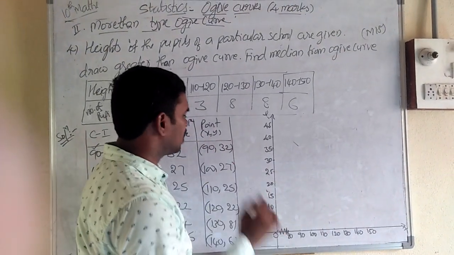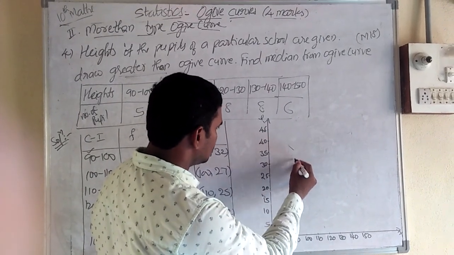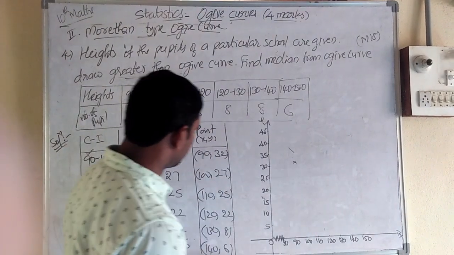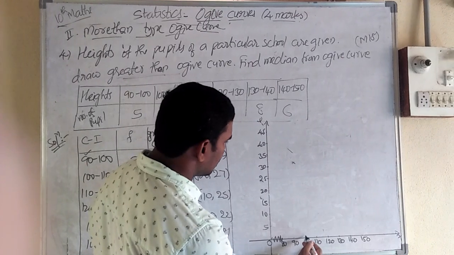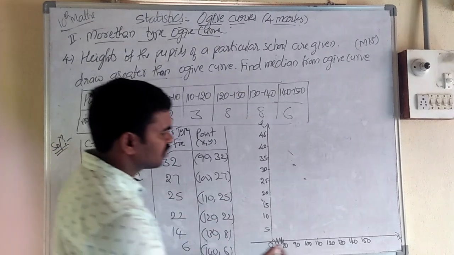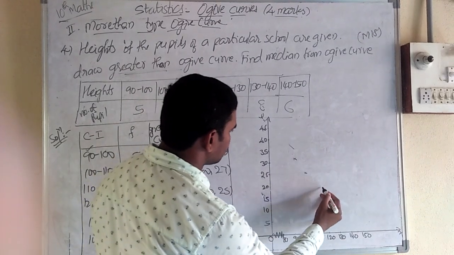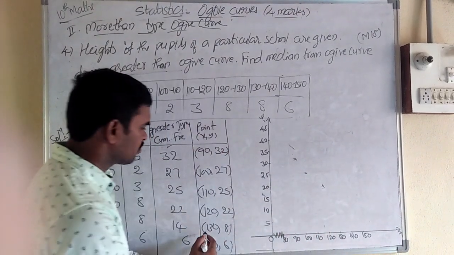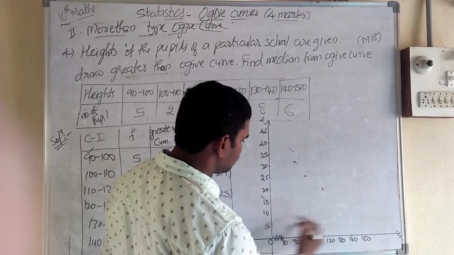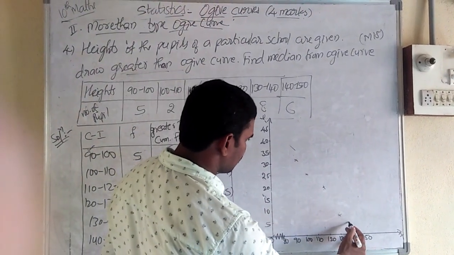Okay, first point 90 comma 32. Here 90, 32, here 32. After 30, in between there are 5 units only. Okay, 90, 32. Next 100, 27. For 100, 25 after 27. Next 120, 22, above 20. Next 130, 8, so below 10. Next 140, 6, after 5.